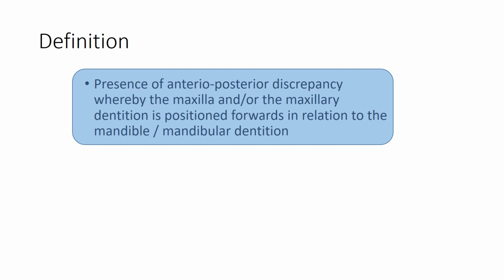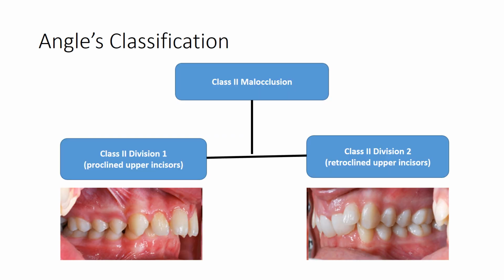The definition of a class 2 malocclusion is the presence of an anterior-posterior or AP discrepancy whereby the maxilla and/or the maxillary dentition is positioned forwards in relation to the mandible or the mandibular dentition. Class 2 malocclusion can be divided into two divisions, namely division 1, whereby the upper incisors are proclined, and division 2, whereby the upper incisors are retroclined.